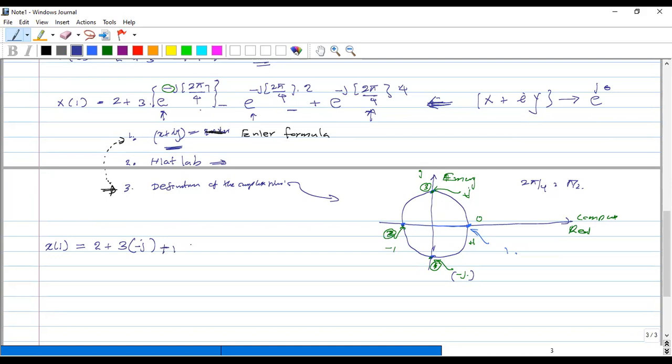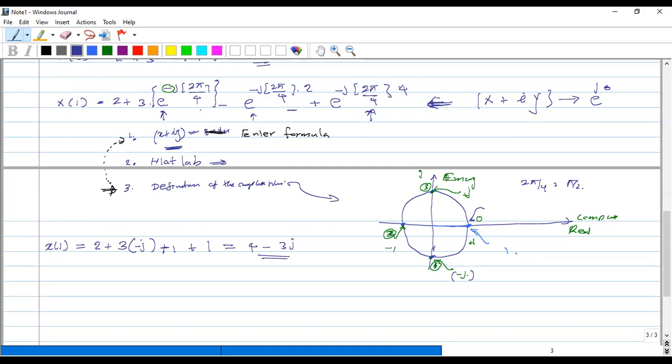Plus, here you have e to the power minus j 2π by 4, times 4. So I calculate 0, 1, 2, 3, 4. Again it is this value, so that is +1. Here you have +1 and +1, so you will have +1. So this is the value for x1, that is 4 minus 3j.